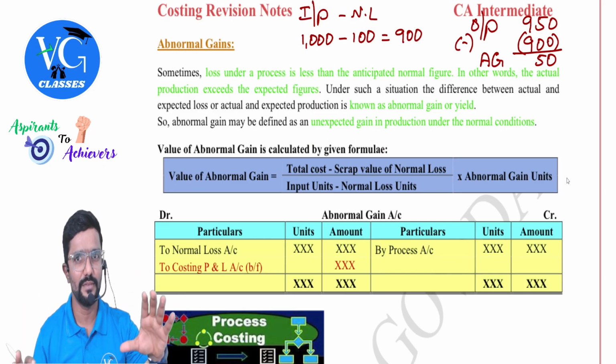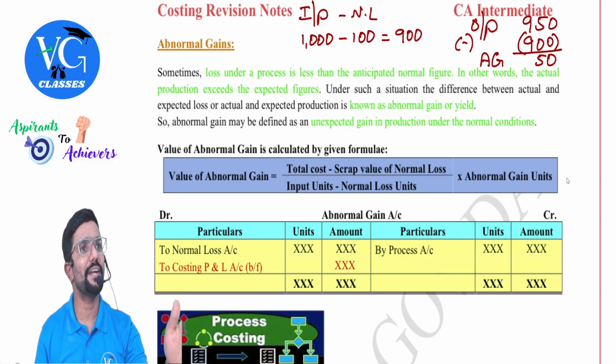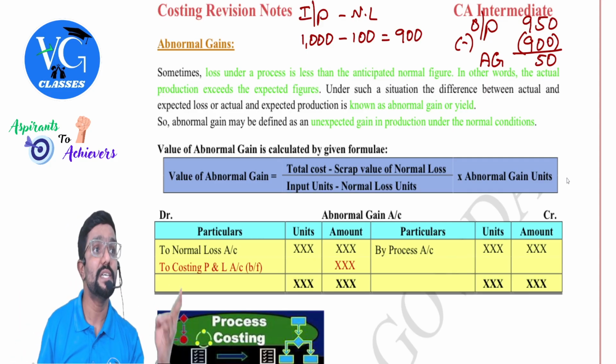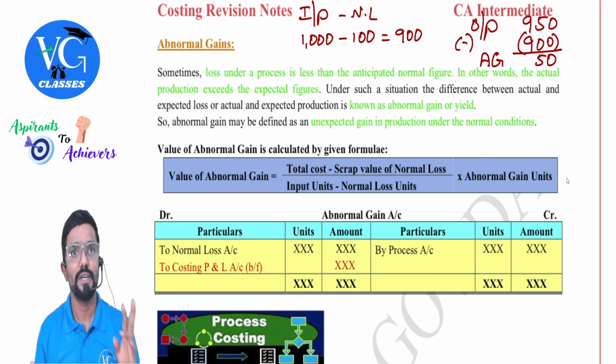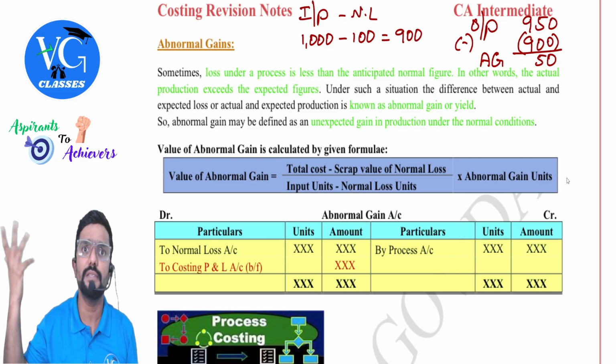That's simple. Sir, I expected 100 would be a loss, but actually I ended up getting only 80 loss. That means 20 which I expected to be loss turned out to be good units. Turned out to be good units means, can I sell it in the market, sir, at a usual selling price? Yes.